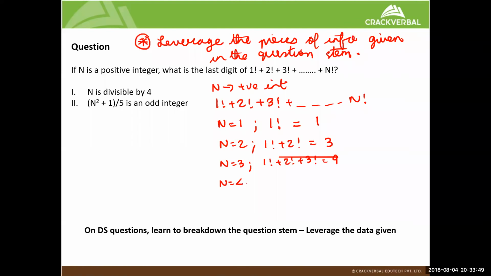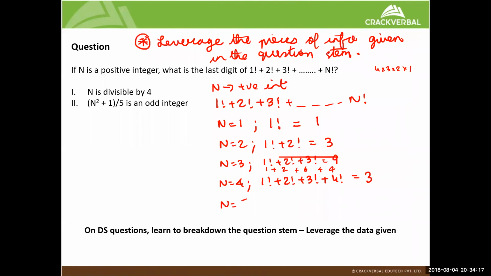So n equal to 4 is going to give me 1 factorial plus 2 factorial plus 3 factorial plus 4 factorial. Think about it, guys. This is going to give me 1, this is going to give me 2, the 3 factorial is going to give me a 6, and the 4 factorial is 4 into 3 into 2 into 1. So 4 times 3 is 12, 12 times 2 is 24. I'm going to get a 4. So 1 plus 2 is 3, 3 plus 6 is 9, and 9 plus 4 again gives me a 3.